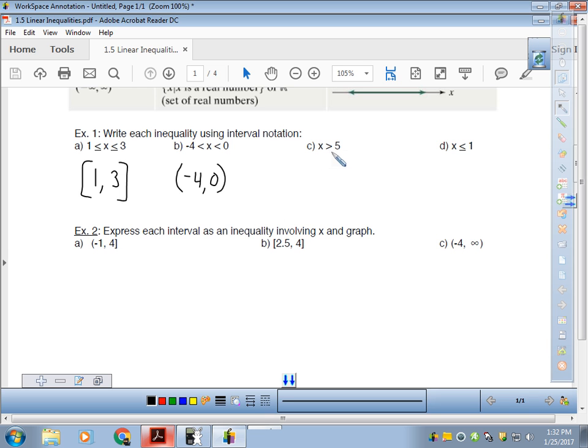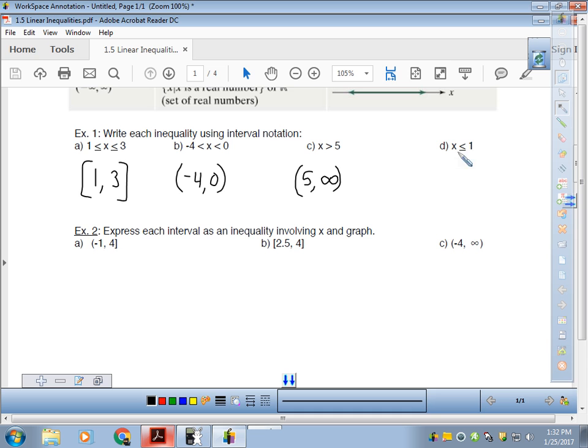This one, X is greater than 5. If it's greater than 5, that means it starts at 5 and then it goes greater, so it goes to infinity. With infinities, we always exclude, so we would always put parentheses there. For the 5, because this is just a greater than, we would use a parenthesis. So that would be our interval.